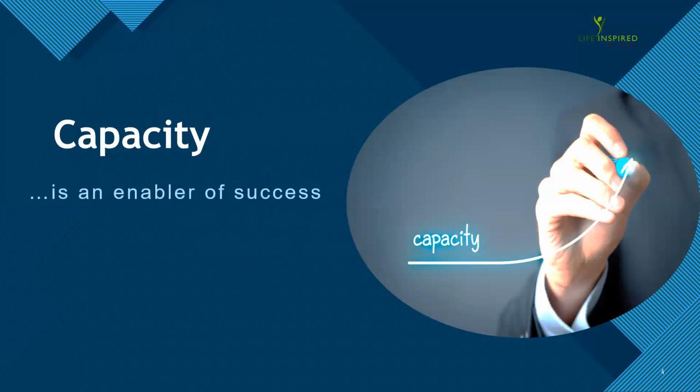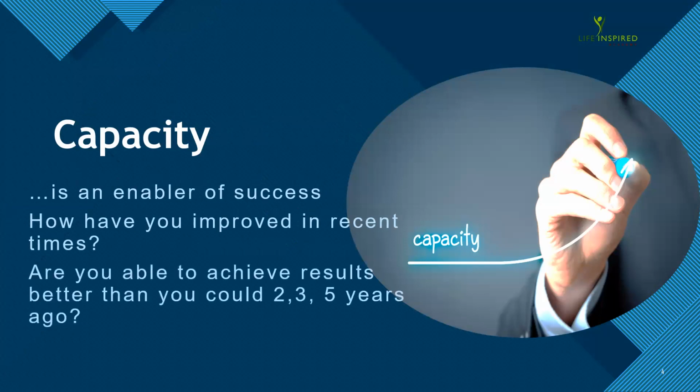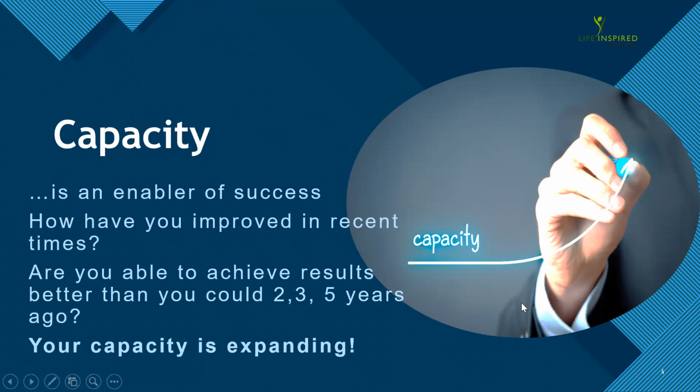We call capacity an enabler of success. It is what helps you to do. And if I ask you this question, how have you improved in recent times? Think about your skills. Think about your ability to get results. Are you able to achieve results better now than you could 2, 3, or 5 years ago? If your answer is yes, then I have good news for you. What it means is that your capacity actually is expanding. Being able to do something you couldn't do before means that you have expanded your capacity.